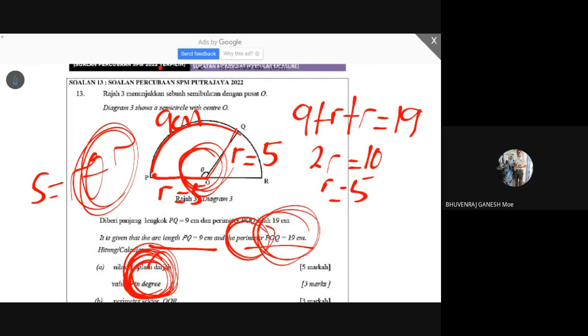No need to say 8 minit. Just straight away 103.13 degree. Tak perlu bagi dalam darjah dan minit, guys. Bagi kepada dua tempat perpuluhan. Give to two decimal places. Okay, so this is your answer for A.